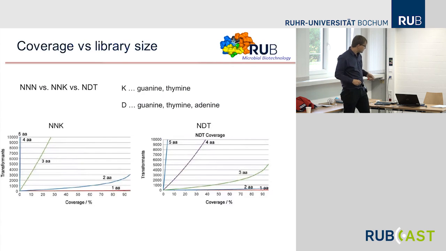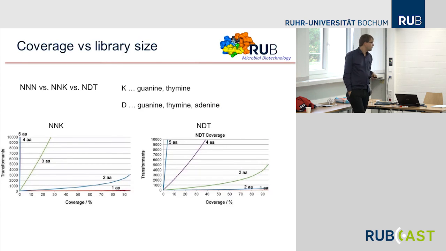Okay, this is just this coverage thing. So if we have 1 amino acid, we just have to screen 100 variants to get 95% coverage. If we have the NNK codon and 2 amino acids, maybe 2,000 variants do the job. But with 3 or 4, we have tremendous numbers.